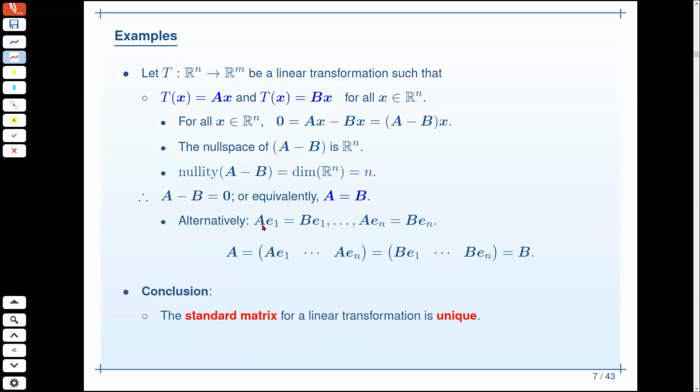So this is another way. In any case, the conclusion is that the standard matrix for any linear transformation is unique. You cannot have any different standard matrix. Why standard? Because it is obtained from the standard basis. So the standard matrix, now you know, is just formed by the images of the standard basis, TE1 up to TEN. That's why we call it the standard matrix.